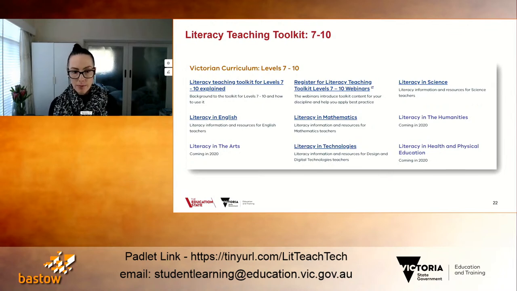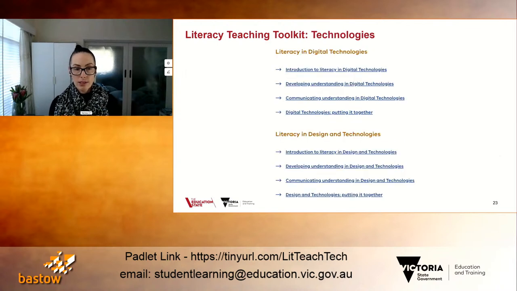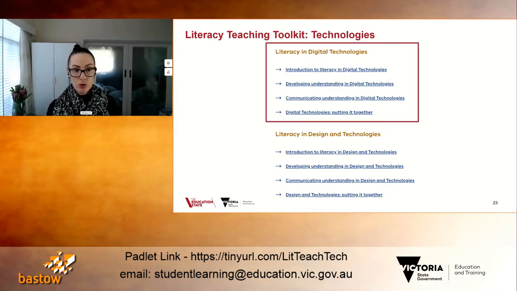And tonight we are going to go into literacy and technologies. Now, as I said before, it's been separated into two halves, yeah? So we are going to look at the first half. So this is the digitech, the computer-focused technologies section. We're going to look at that one first.